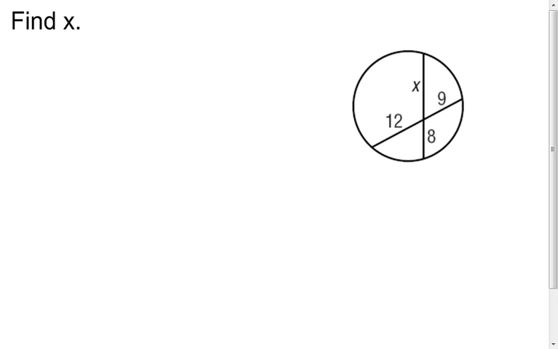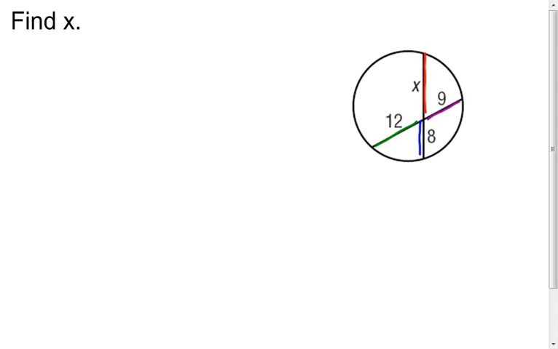Problem 1 done. Now I'm going to go into my next one. Here I see a couple of chords intersecting inside the circle, and I want to calculate the value of x again. This one's a little bit different, because now we just have to look at the parts of each chord. Remember, multiply those together, so I'm going to take the red and the blue and multiply them together. And then I'm going to take the green and the purple and multiply those two together.